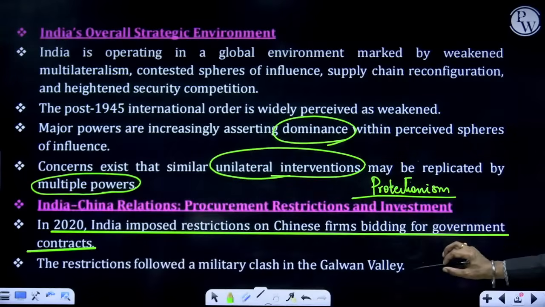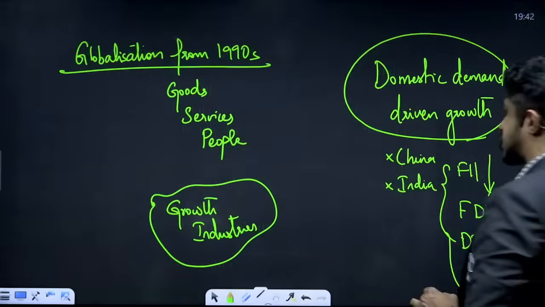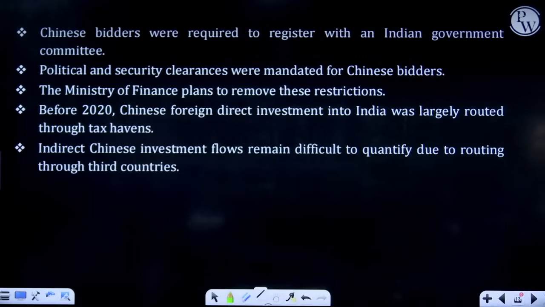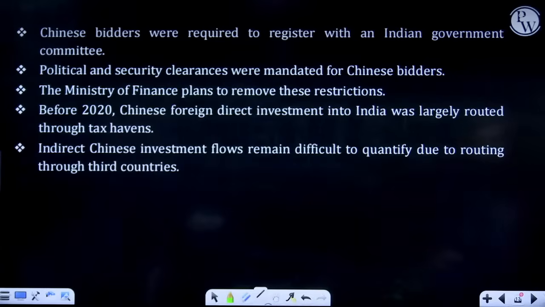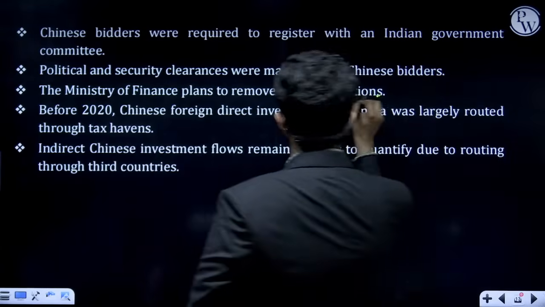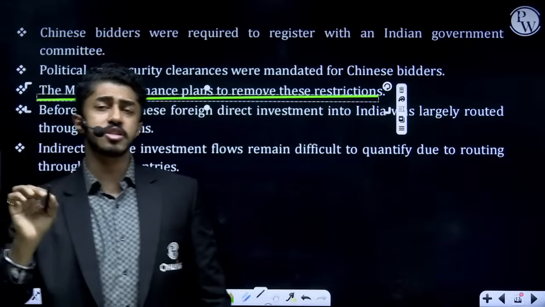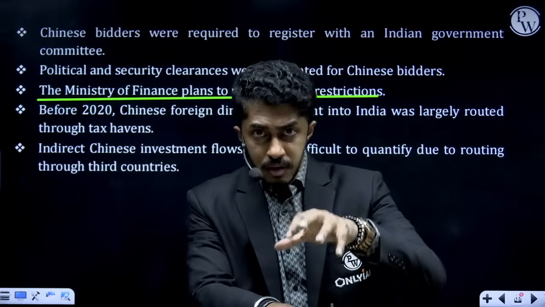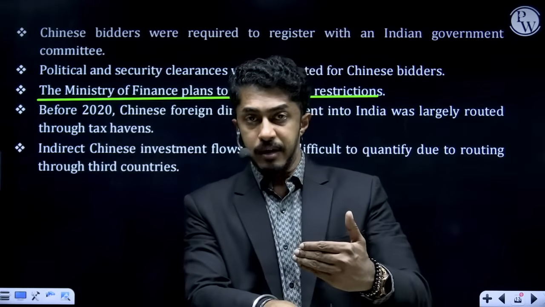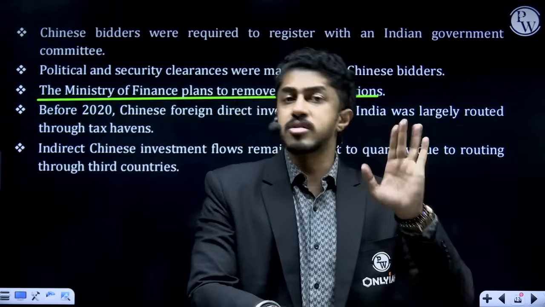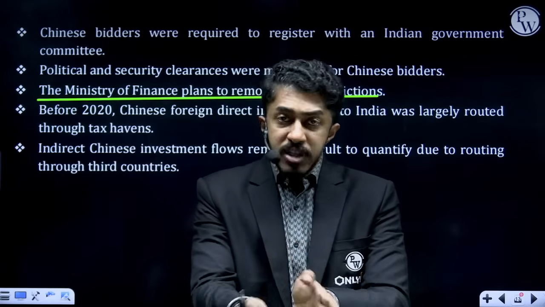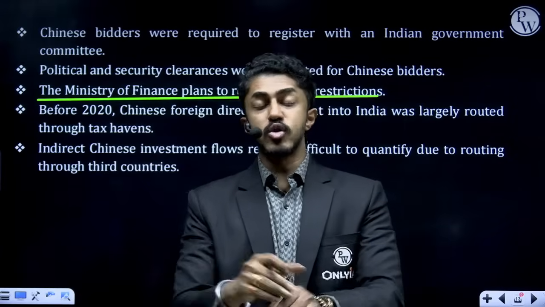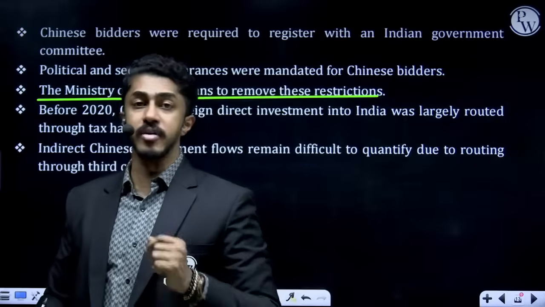The restrictions followed a military clash in the Galwan Valley. So closer with China, what have we decided to do? Chinese bidders were required to register with an Indian government committee. Political and security clearance were mandated for Chinese bidders. The Ministry of Finance plans to remove these restrictions. That means whatever restrictions were placed after 2020 on Chinese contractors who want to take part in competitive bidding for any government contract in India, all the restrictions were removed. Now Chinese companies will engage more actively with government projects in India. This was purposefully done to irritate the USA even more.